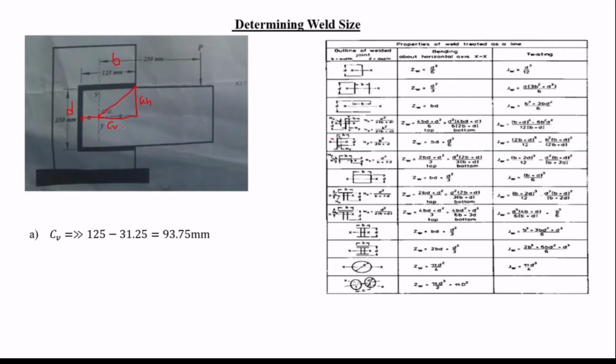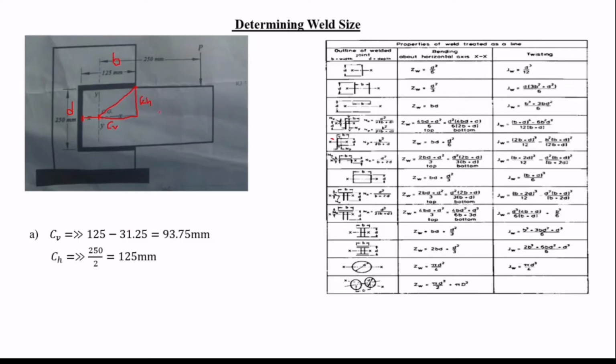So for us to find the vertical distance from the centroid to the combined forces, we are going to subtract the 31.25 from the total distance, which is 125, and we get the vertical distance from the centroid to the combined forces to be 93.75 millimeters.